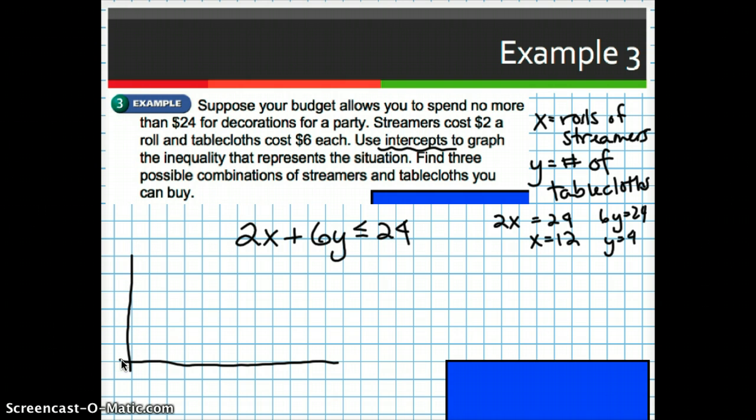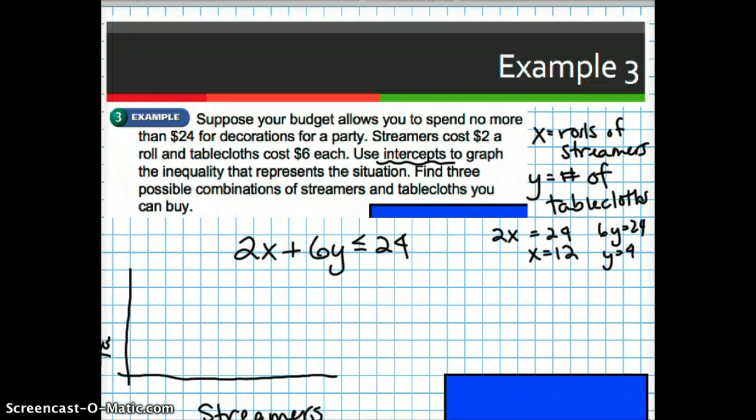Let's just get these labeled. So I'm going to call this x, I said that was streamers, and y, I said was tablecloths. I'm going to count by ones here. So 1, 2, 3, 4. And I'm going to go by ones again, but I'll just mark every other one. 2, 4, 6, 8, 10, 12.